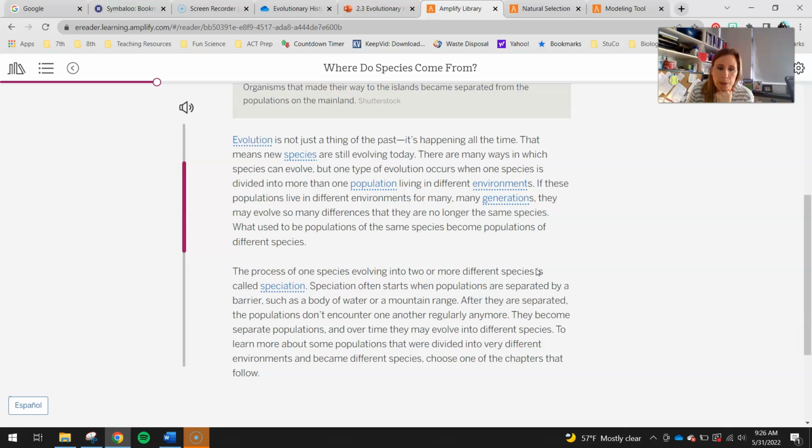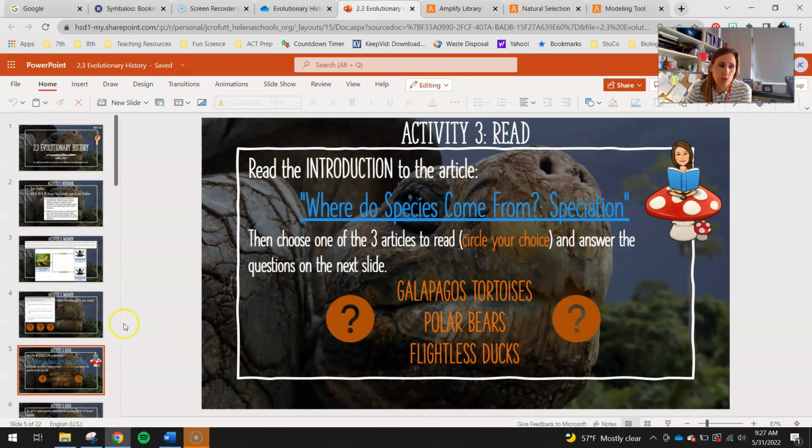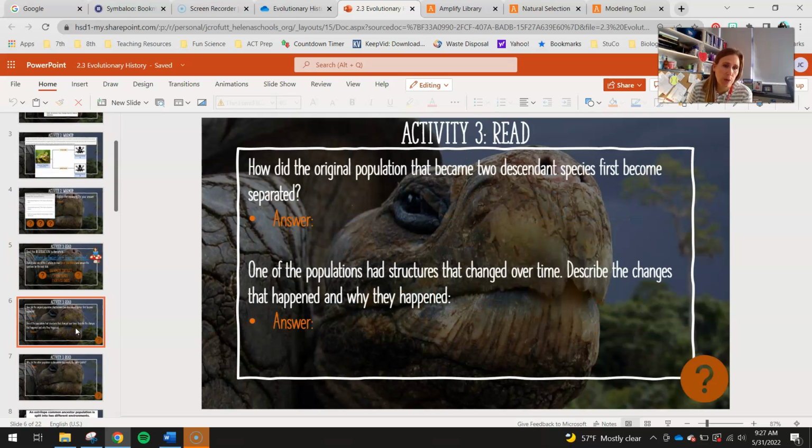To learn more about some populations that were divided into very different environments and became very different species, choose one of the chapters that follow. So you will go ahead and click up here. You will choose either Galapagos tortoises, polar bears, or flightless ducks. Again, make sure you circle which one you chose, and then you will answer these 3 questions.